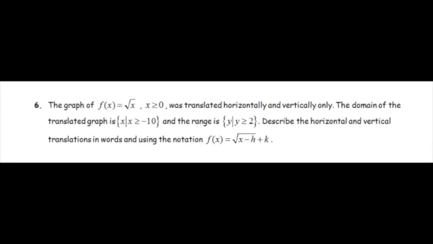The graph of f of x equals root x, where x is greater than or equal to 0, was translated horizontally and vertically only. The domain of the translated graph is the set of x values such that x is greater than or equal to negative 10, and the range is the set of y values such that y is greater than or equal to 2. Describe the horizontal and vertical translations in words and using the notation f of x equals the square root of x minus h plus k.